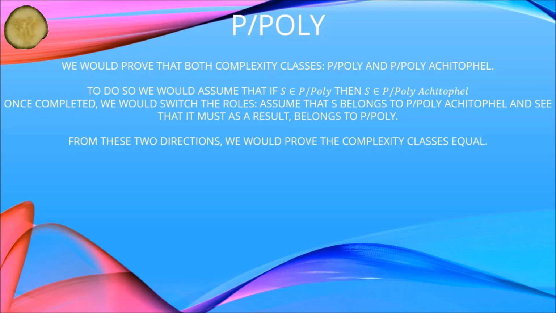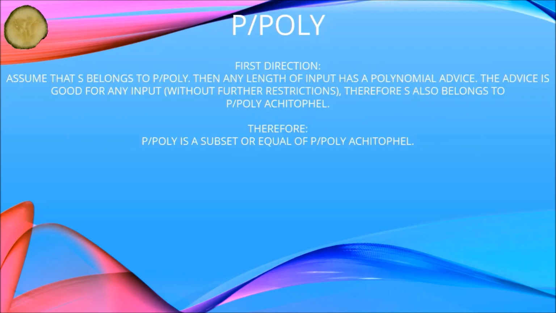To do so, we would assume that if S is in P/poly, then S is in P/poly Karp-Lipton. Once completed, we would switch the roles. Assume that S belongs to P/poly Karp-Lipton and see that it must, as a result, belong to P/poly. From these two directions, we would prove the complexity classes are equal. First direction. Assume that S belongs to P/poly.